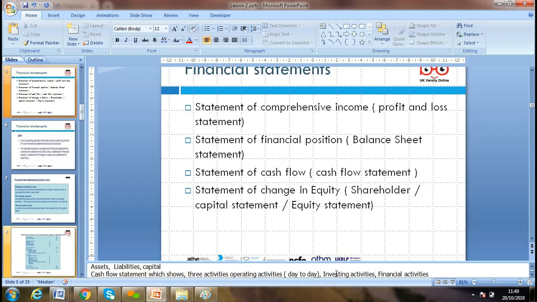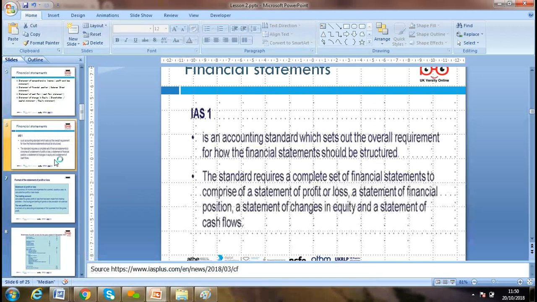The last statement is the statement of changes in equity, the shareholder statement: how many shares during the year, were more shares issued, or did we buy back some shares from the public. All of this shows in the statement of equity.